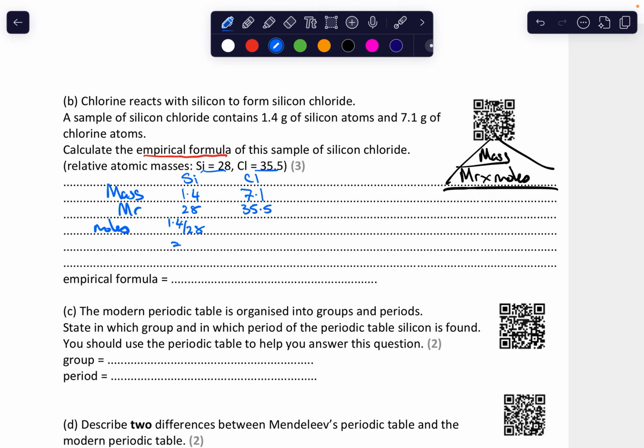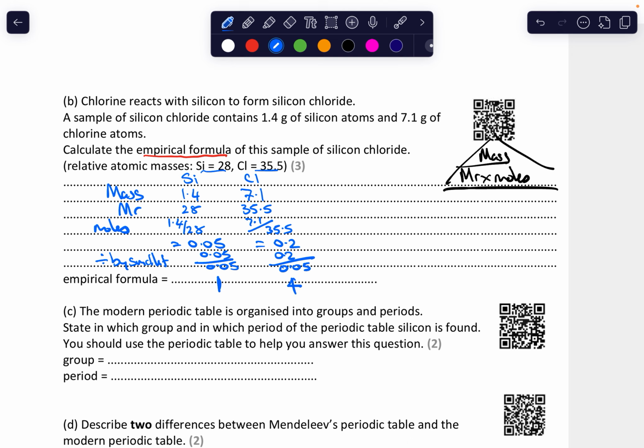So I'll do these in stages. In the calculator, 1.4 divided by 28 is giving me an answer of 0.05. And then here I've got 7.1 divided by 35.5. So 7.1 divided by 35.5, and here I've got an answer of 0.2. And then the final step is divide by the smallest. So the smallest number here is 0.05. So do 0.05 divided by 0.05, and I've got 0.2 divided by 0.05. That's going to give me 1. That's going to give me 4.